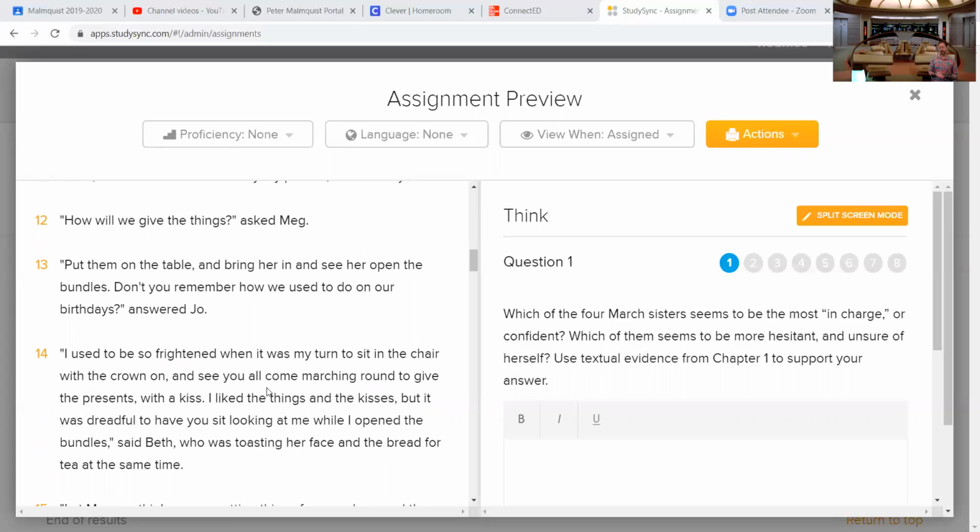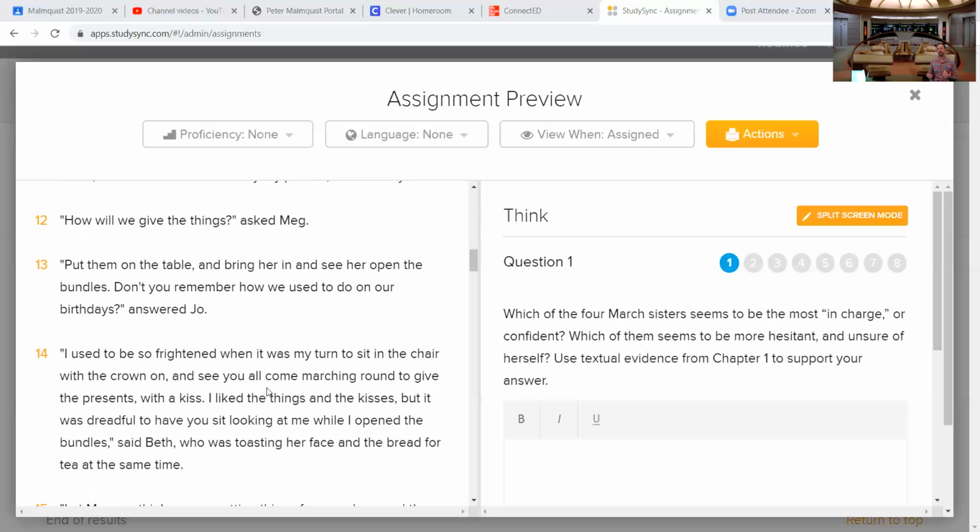And starting at 13, we have: "Put them on the table and bring her in and see her open the bundles. Don't you remember how we used to do on our birthdays?" answered Joe. "I used to be so frightened when it was my turn to sit in the chair with the crown on and see you all come marching around to give the presents with a kiss. I liked the things and the kisses, but it was dreadful to have you sit looking at me while I opened the bundles," said Beth, who was toasting her face in the bread for the tea at the same time.